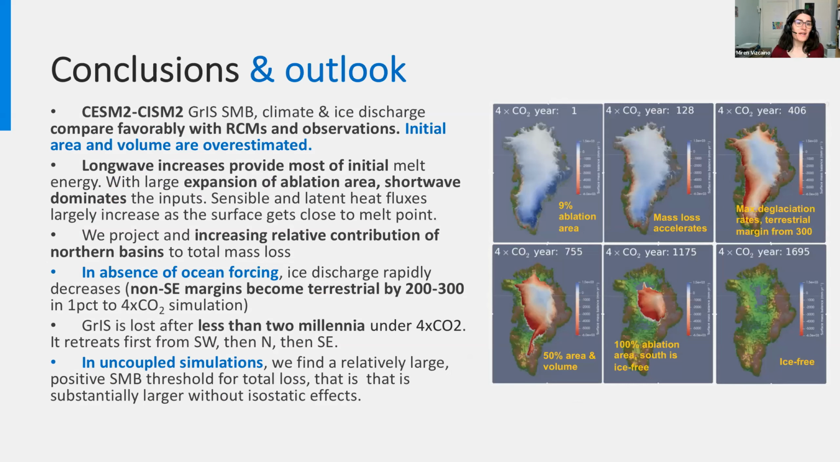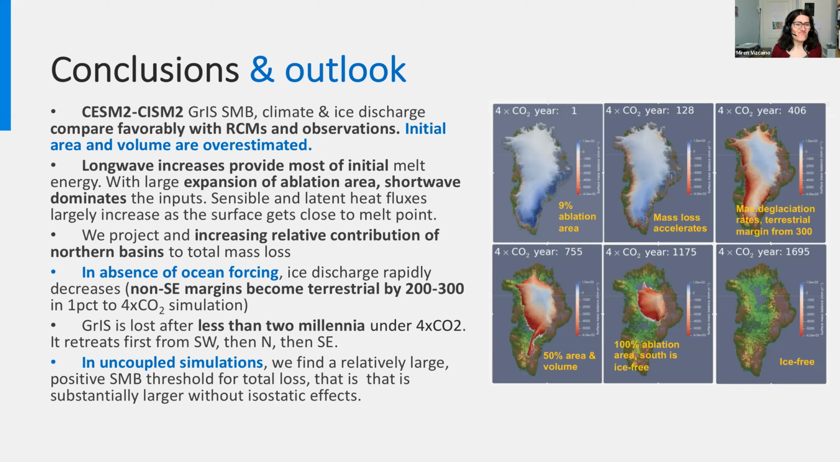So, the conclusions and a little bit of an outlook. The coupled CESM and CISM compares relatively well with regional climate models and with observations, within limitations. A main limitation is that the initial area and volume are overestimated. So we have 1 extra meter of sea level equivalent over Greenland.